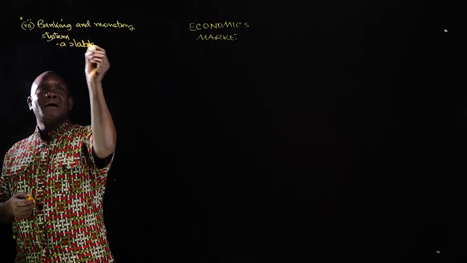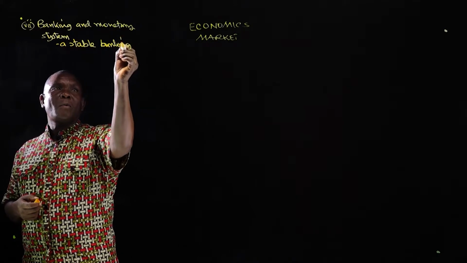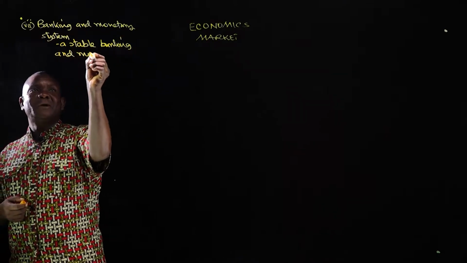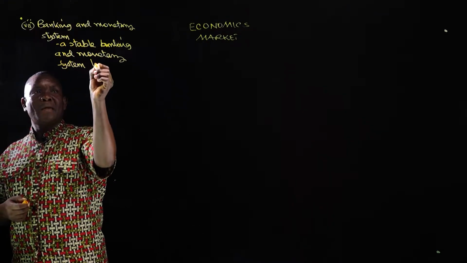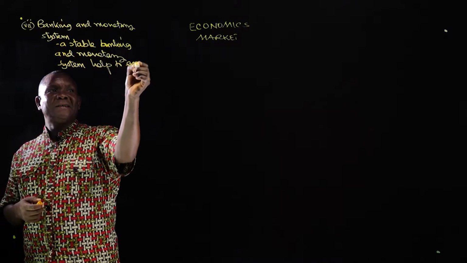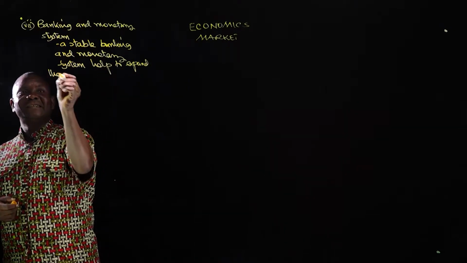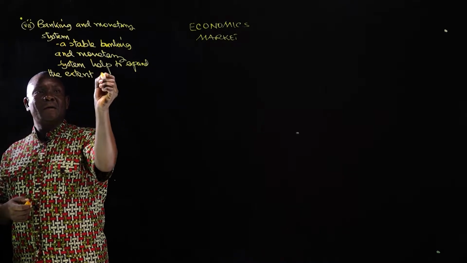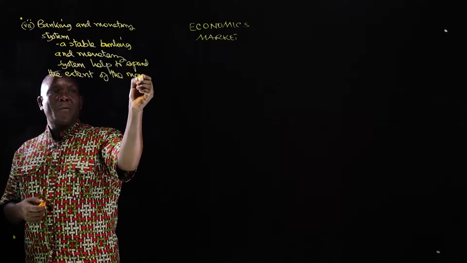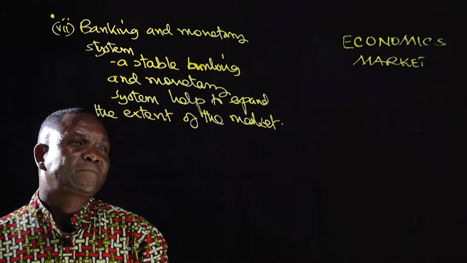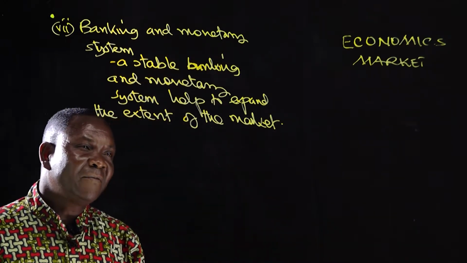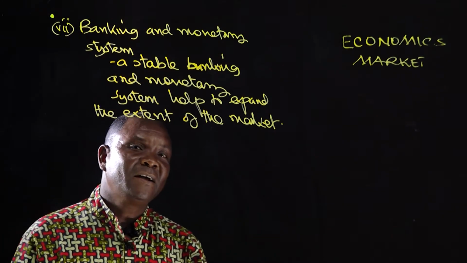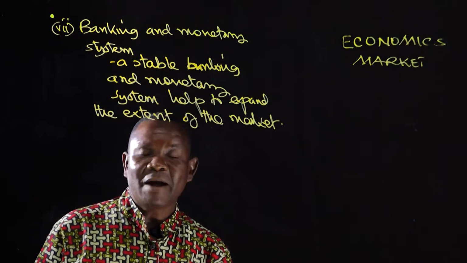So, a stable banking and monetary system helps to expand the extent of the market. So basically, these are the factors which determine the extent of the market.